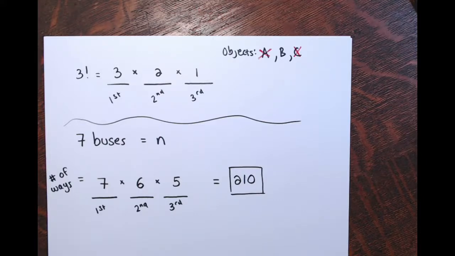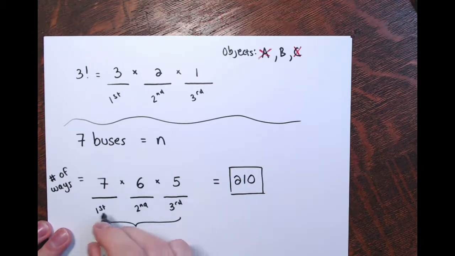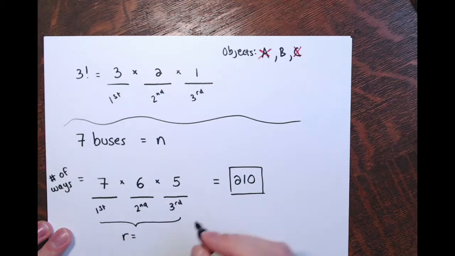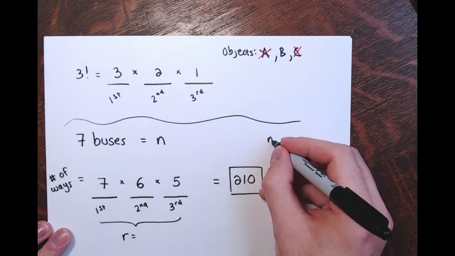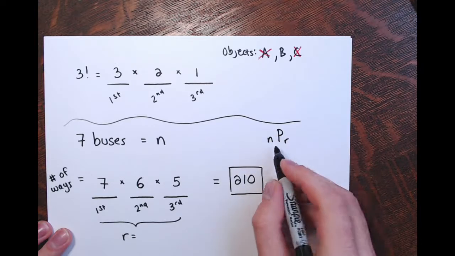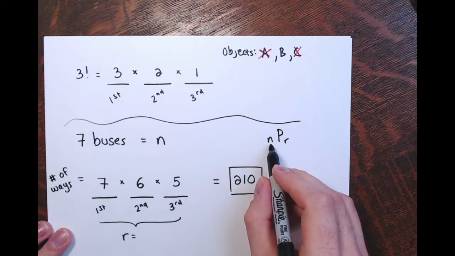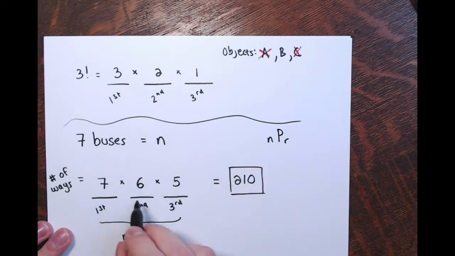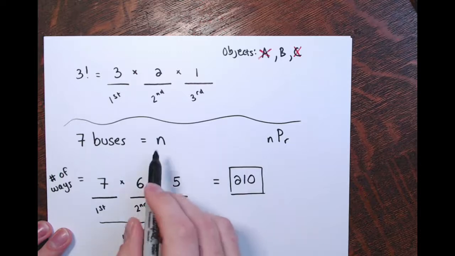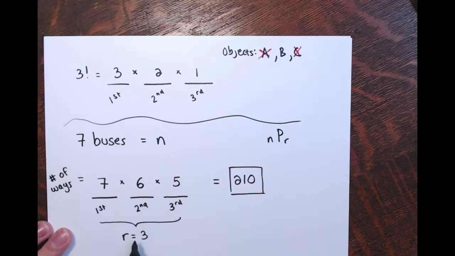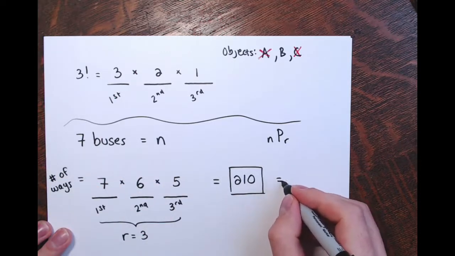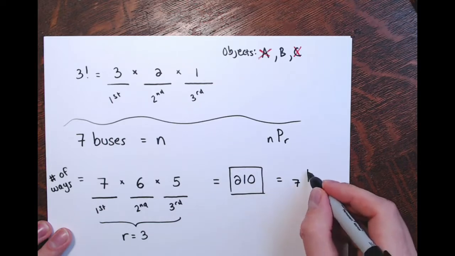I have 7 buses, and I'm trying to figure out how many permutations of 3 of them there are. That's the little r, remember, in this NPR symbolism. N is the number of objects you have. R is the number of slots you're filling, the number of objects you're selecting. I'm selecting 3 of them. So N would be 7 here, R would be 3, and this would be equal to 7 pick 3.